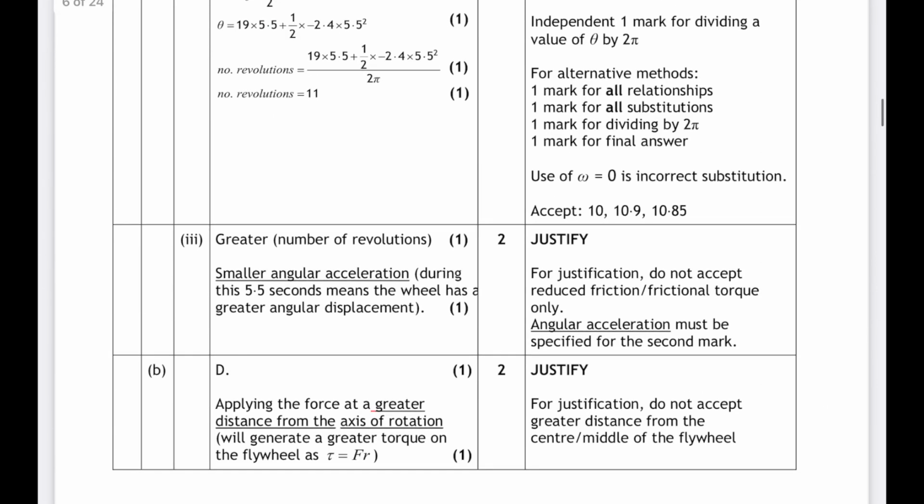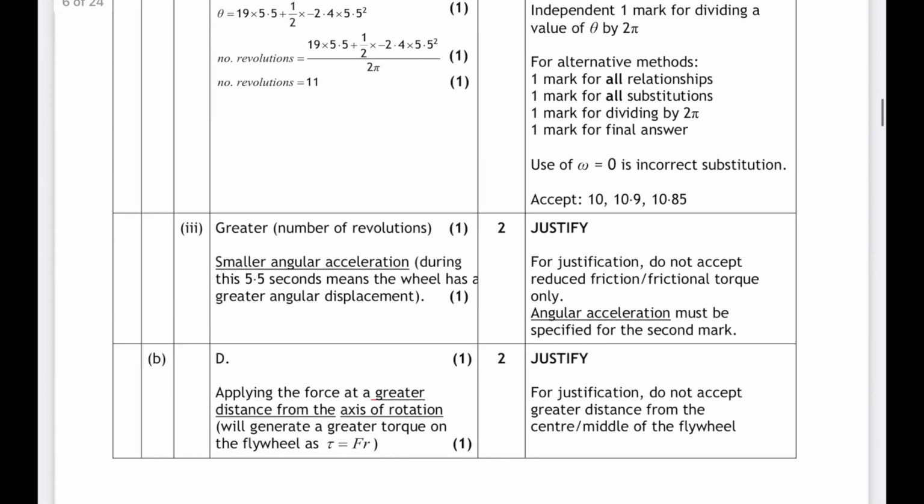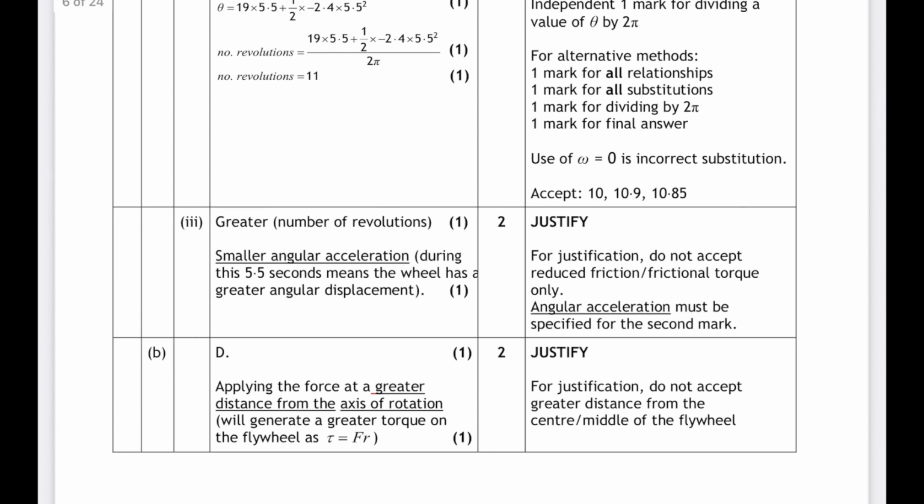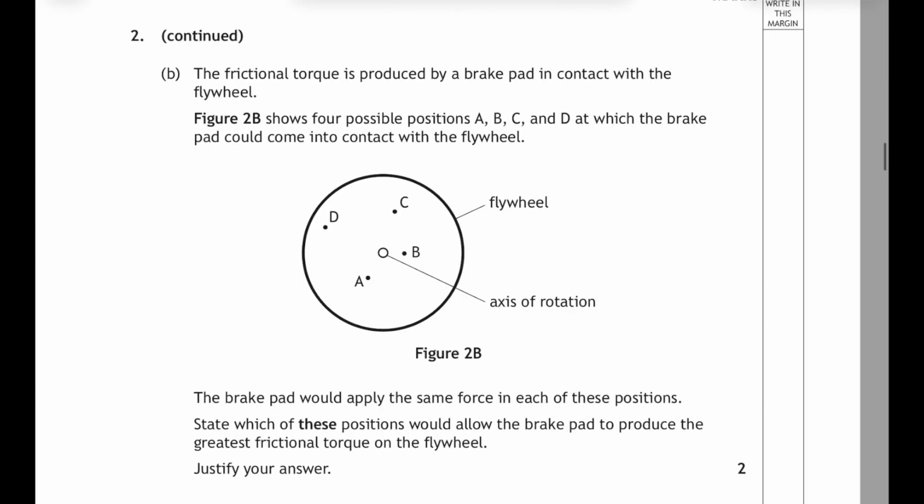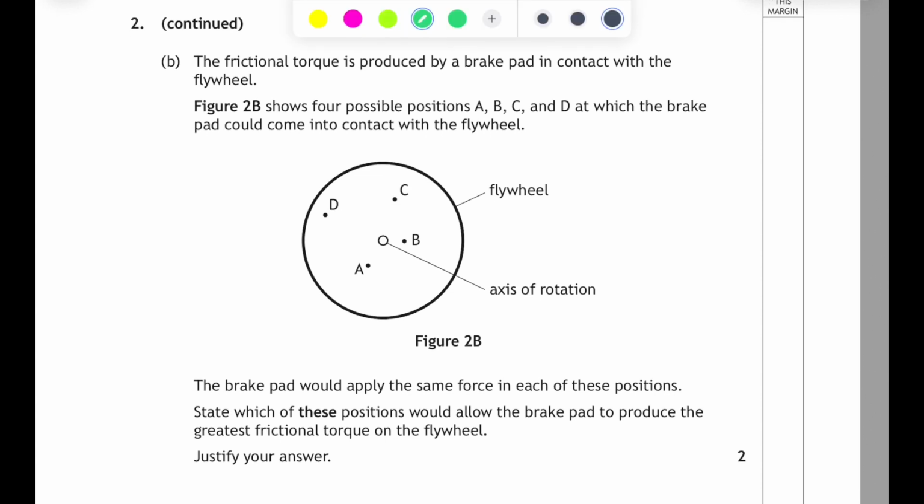Let's have a look at the marking instructions. They simply say that for one mark there's a greater number of revolutions, and for the second mark because there's a smaller angular acceleration. And then 2 part B, the frictional torque is produced by a brake pad that's in contact with a flywheel, and that brake pad can be at 4 possible locations, and we have to state which of these positions would allow the brake pad to produce the greatest frictional torque on the flywheel, and justify your answer.